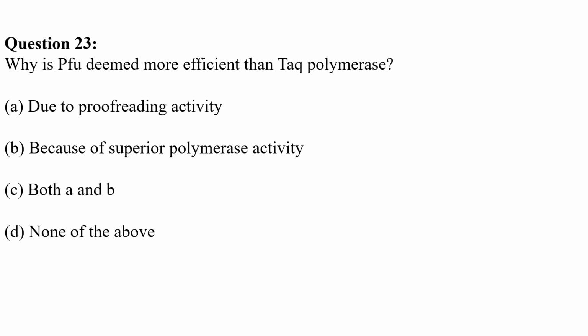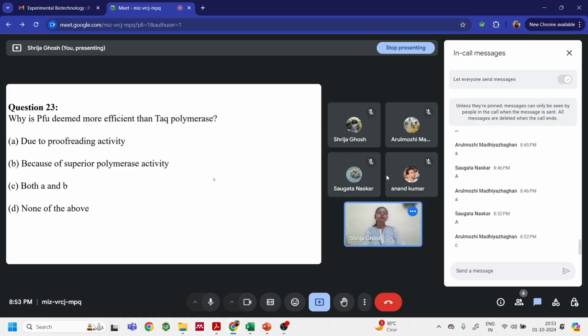Moving on to the next question, question number 23. Why is PFU deemed more efficient than Taq polymerase? Option A, due to proofreading activity; option B, due to superior polymerase activity; option C, both A and B; and option D, none of the above. Why do we prefer PFU polymerase more than Taq polymerase?